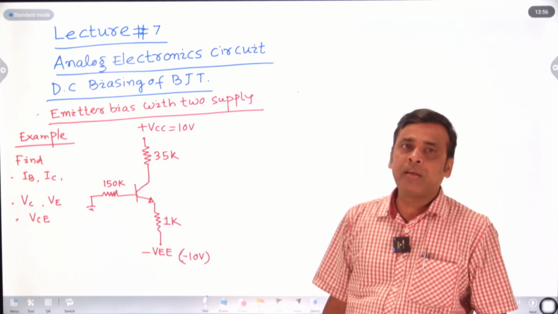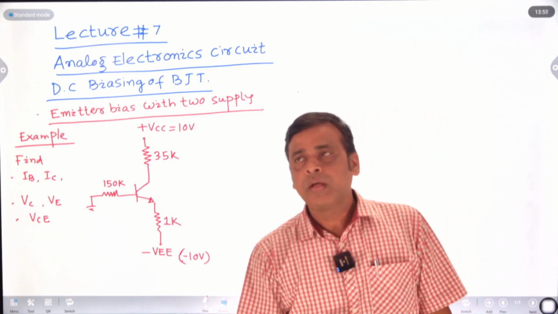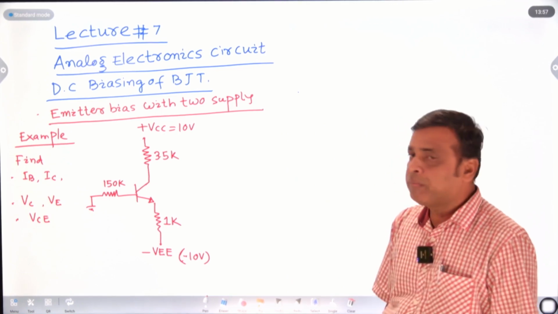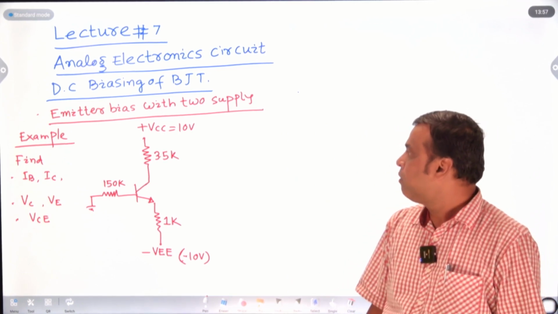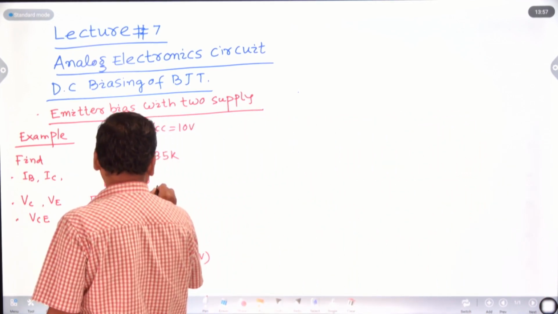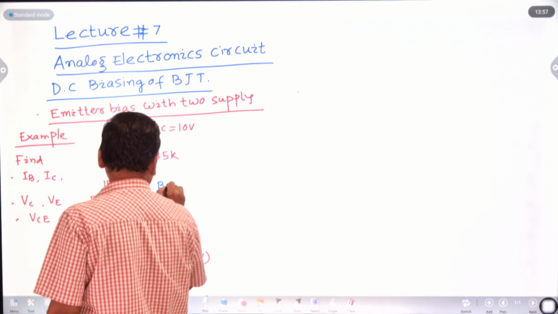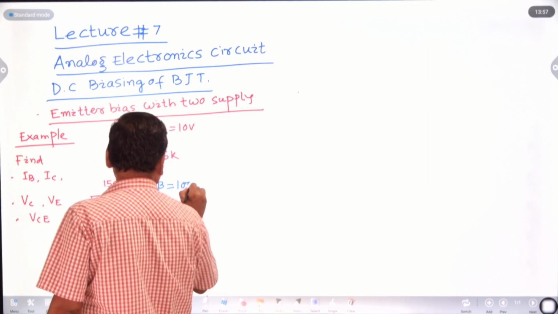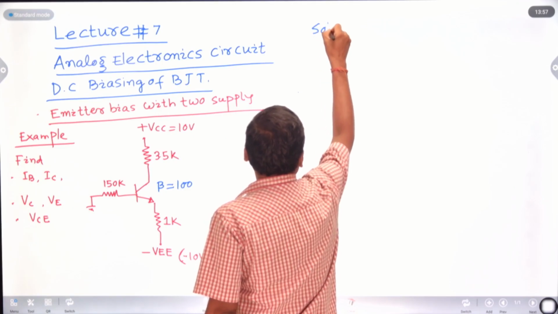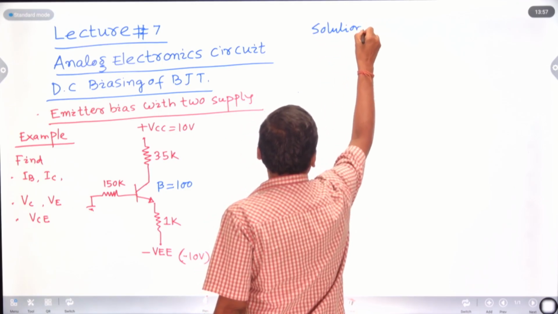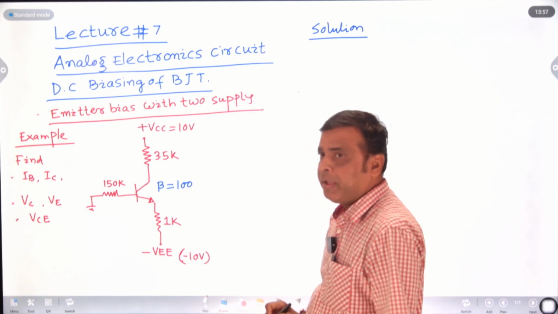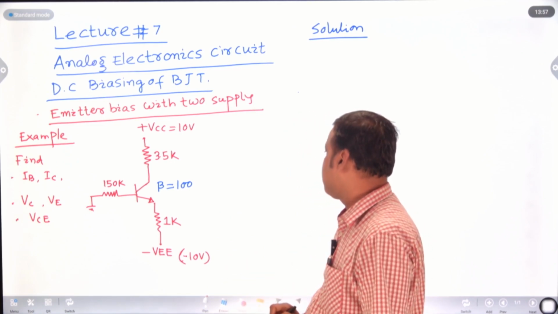Simply, we apply Kirchhoff's voltage law to the input and Kirchhoff's voltage law to the output, find the two equations, put in the values, and find the DC currents and DC voltages. One important thing given here is beta, which is 100. So, solution: in this emitter bias with two supplies, we apply KVL to the input and KVL to the output.